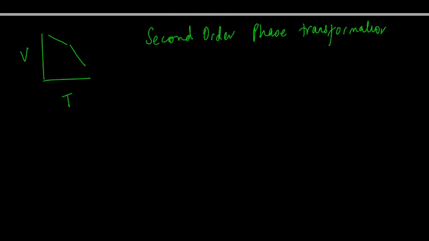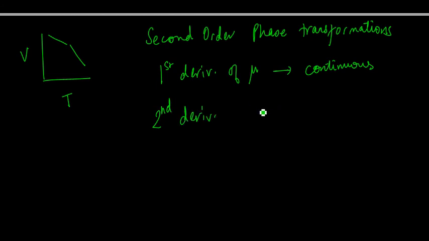So what we have in this second order transition, I must mark this: the first derivative of mu is continuous, and the second derivative is discontinuous. So the heat capacity would have a discontinuity over there.